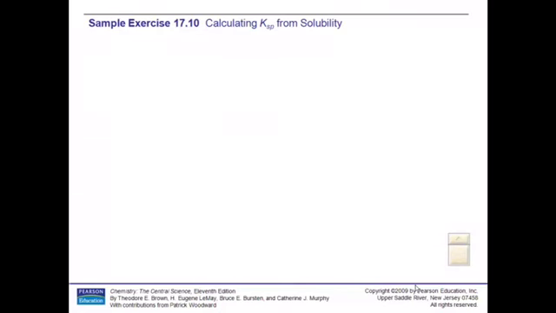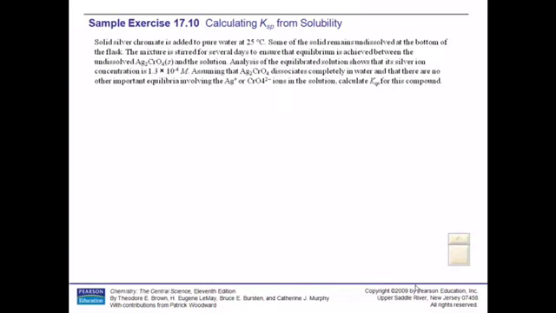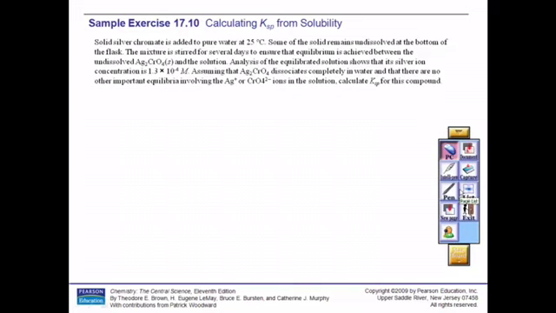All right, so let's jump right in. It says solid silver chromate is added to pure water at 25 degrees Celsius. Some of the solid remains undissolved at the bottom of the flask. The mixture is stirred for several days to ensure that equilibrium is achieved between the undissolved silver chromate and the solution. Analysis of the equilibrated solution shows that its silver ion concentration is 1.3 times 10 to the negative 4 molar. Assuming that silver chromate dissociates completely in water and that there are no other important equilibria involving the silver ion or the chromate ions in the solution, they want you to calculate KSP for this compound.